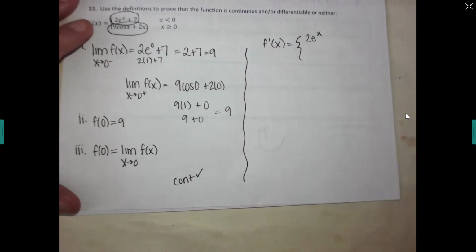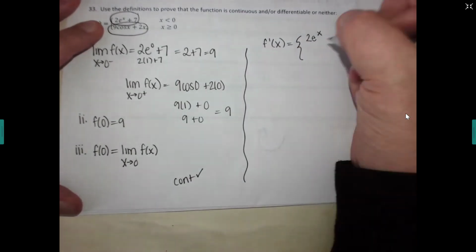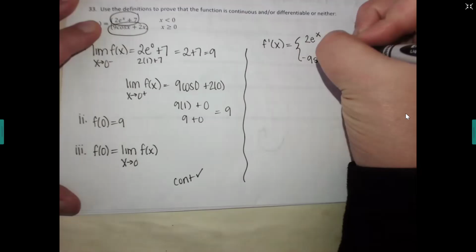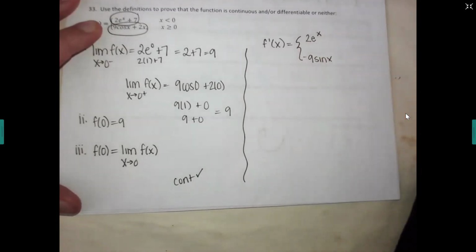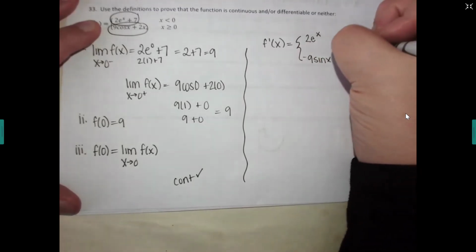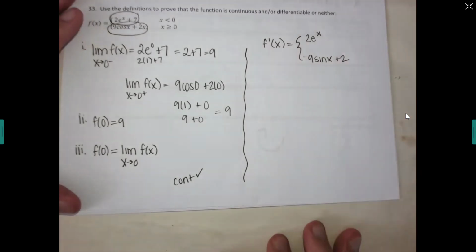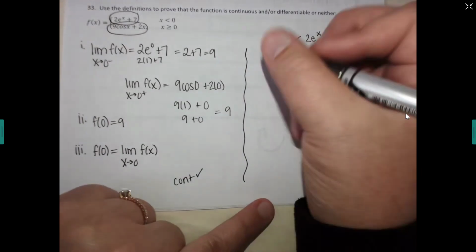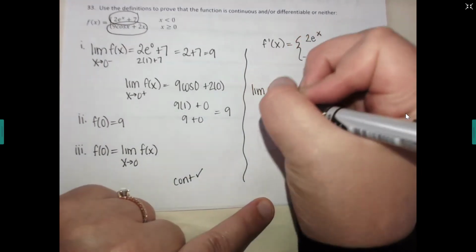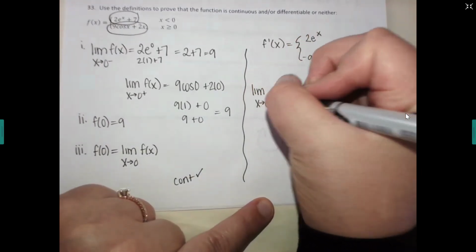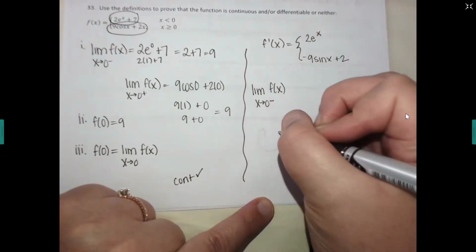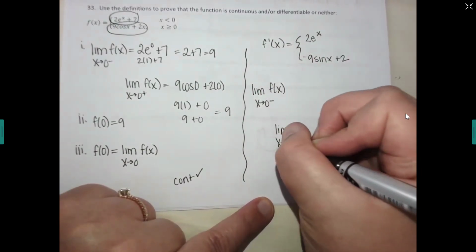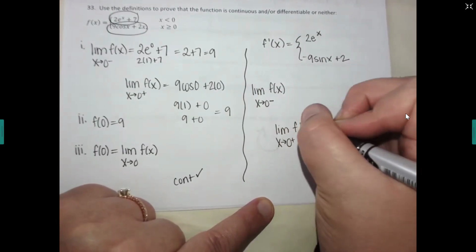0. Okay, on bottom, I have a 9 cosine x. What's the derivative of cosine? Negative 9 sine x. And the 2x, will anything stay? Plus 2. Okay, then remember, I want to check the left and right sides. So it'll be the limit as x approaches 0 from the left, and then the limit as x approaches 0 from the right.